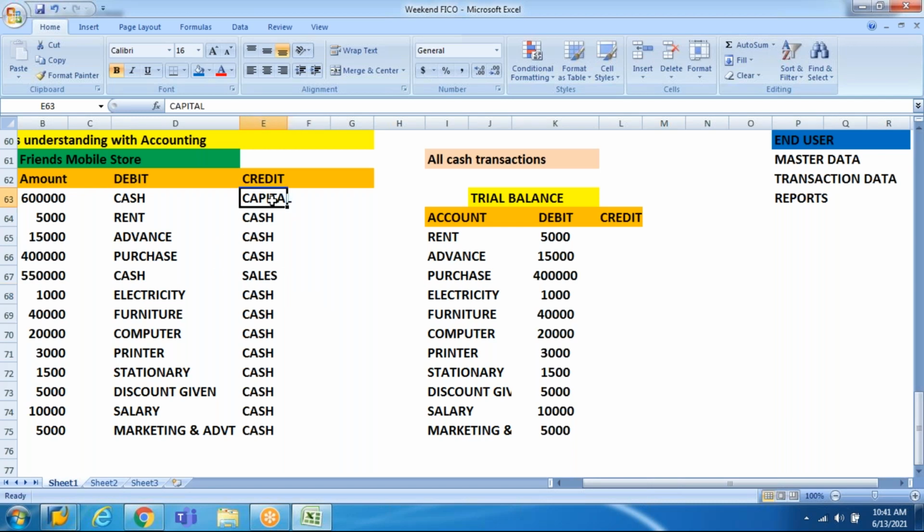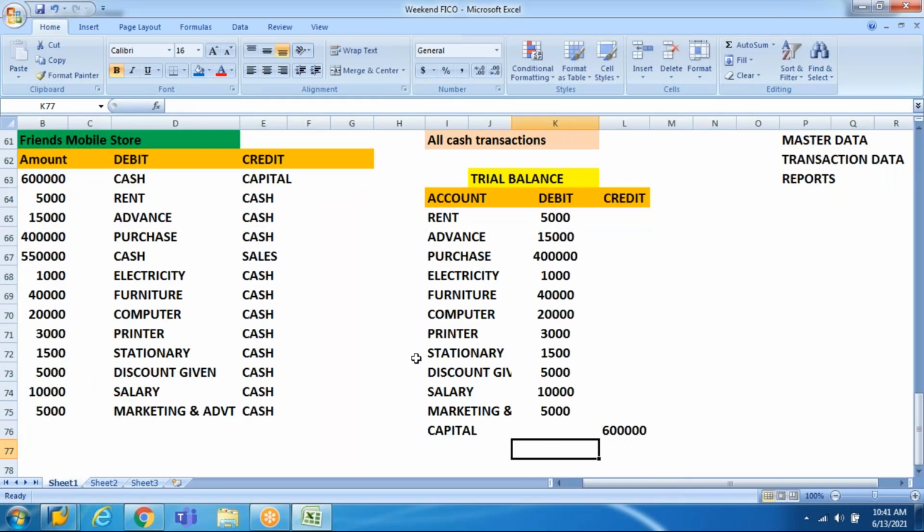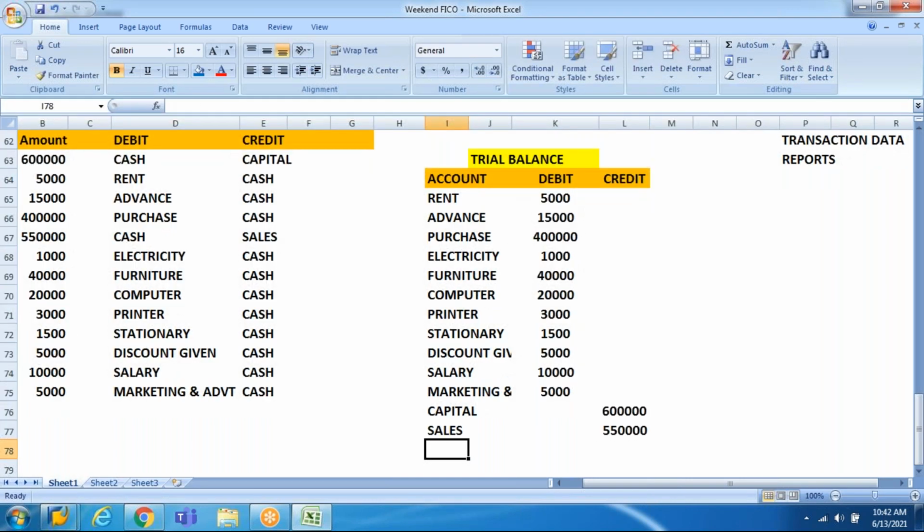First one is your capital. So let me copy capital here. What is the capital amount? 6 lakh. So I need to take it on the credit side. What else do we have? Sales. Copy sales, put it here. What is the sales amount? 5,50,000. Correct? Now we are missing only one account. Which account are we missing? Cash. Cash is what we are missing.